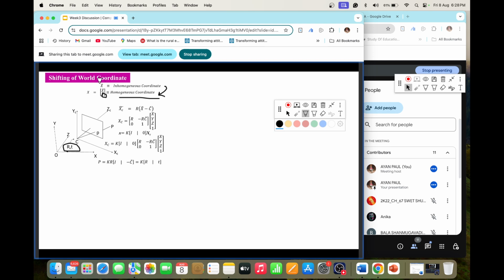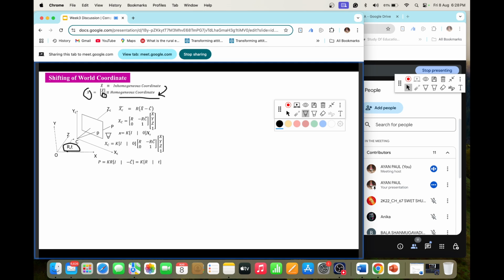So this is a very simple notation. Again I am repeating, whenever I use this notation, that means our point will always be in homogeneous coordinates, and whenever there is a tilde after it, that means our point is in non-homogeneous, or inhomogeneous, coordinates. So this is just a notation.